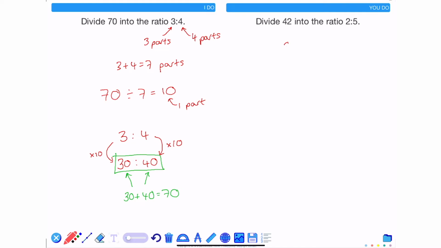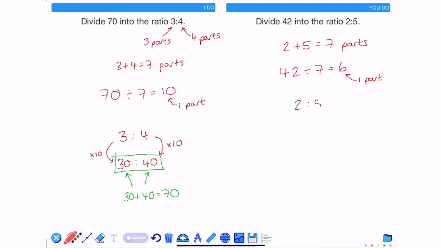The sum of 2 and 5 is 7. There are 7 parts altogether. I need to divide 42 into 7 parts, and this gives me 6. 6 is the value of 1 part.